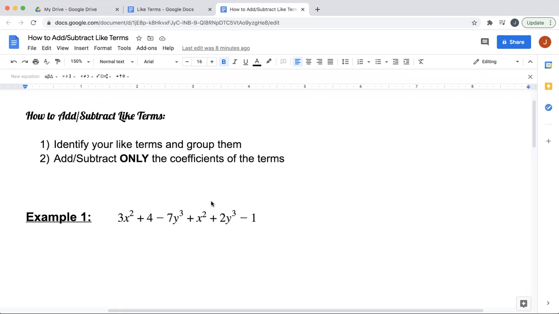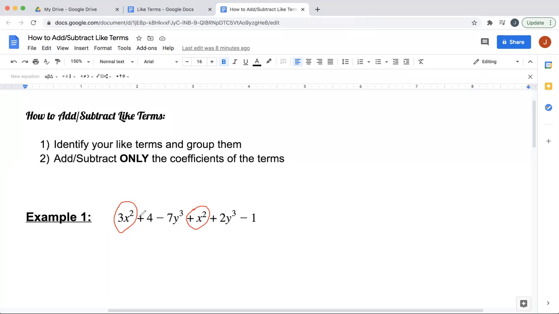So I'm going to apply step one, which is to group the like terms that we have in this problem. And again, like terms, ladies and gentlemen, are basically terms that share the same variable and the same exponent or power on the variable. So if you haven't watched my video about how to identify like terms, please do that first and then come back to this video so that you can understand how we are identifying the like terms.